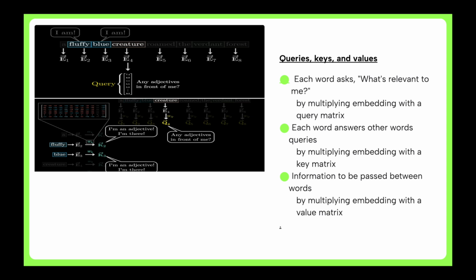The keys. Each word is associated with a key vector. The key vector answers the queries. The key matrix, like the query matrix, maps the embedding vectors to a smaller dimensional space. Lastly, each word has a value, which is the actual information that gets shared between the words. The value is created by multiplying the embedding by a value matrix. The value matrix determines what information should be shared.